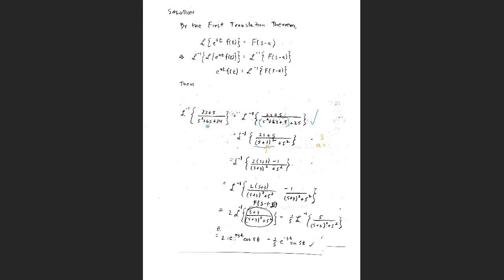So s plus 3 quantity squared can be thought of as s minus a negative 3. And so I identify A as equal to negative 3. Now I have to take the numerator. The numerator is 2s plus 5. Well, I'm going to want to write that as 2 times s plus 3. I can do that, but then I have to subtract a 1.